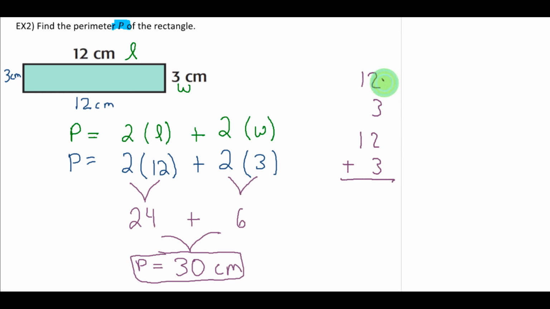Well, I know that 12 plus 3 is 15. I also know that 12 plus 3 is 15. So I could add straight through, or I could combine or group values using the associative property and add 15 plus 15. In both cases, you're going to find out that the final value is equivalent to 30. So the perimeter checks out to be 30 centimeters. Cool stuff.